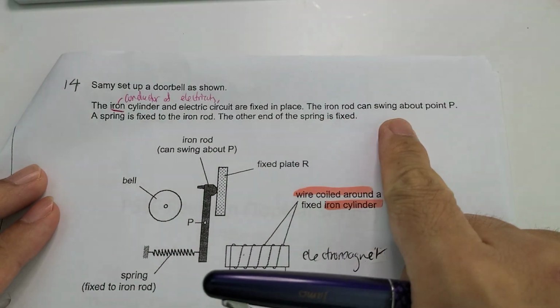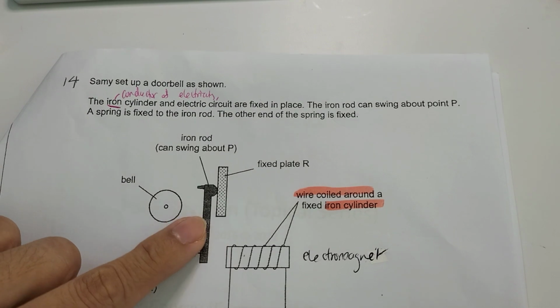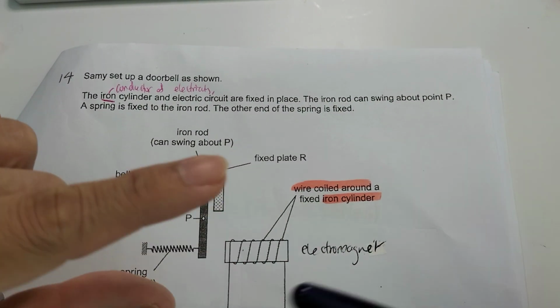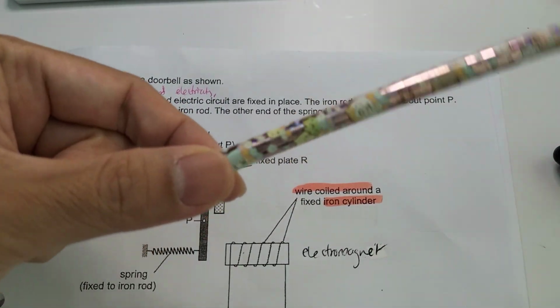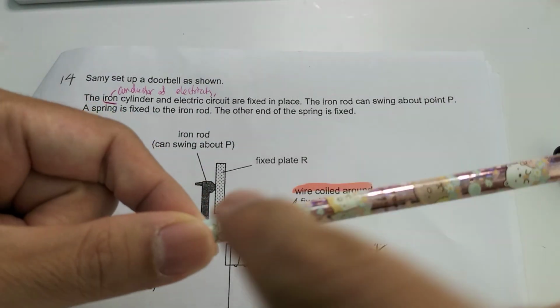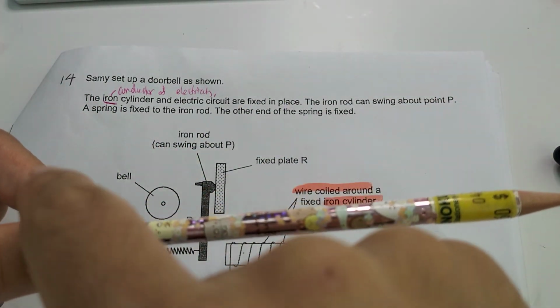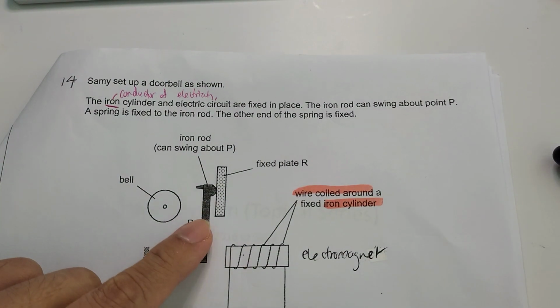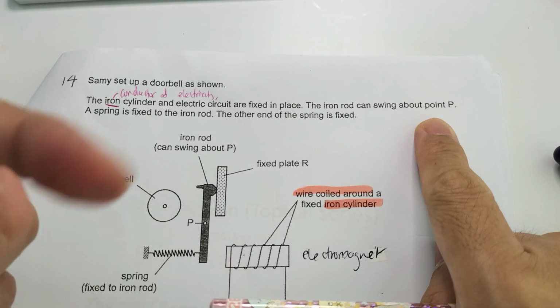The iron rod can swing about point P. So what does it mean, can swing about point P? Point P is like a pivot. As a pivot, it's like if I put this pencil here, it can swing about my fingers. My fingers hold this part in place. This part is fixed, but this part is not fixed. This part can move, but this part cannot move. That's the idea of it's fixed here. It swings about point P.